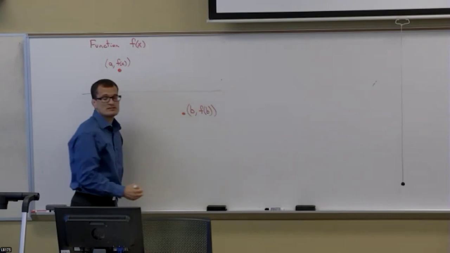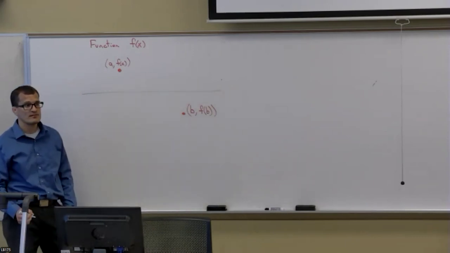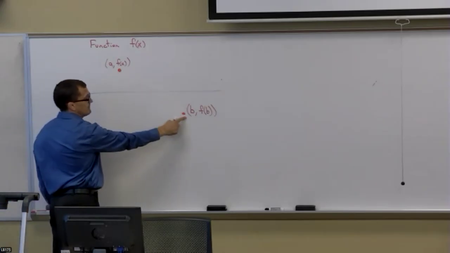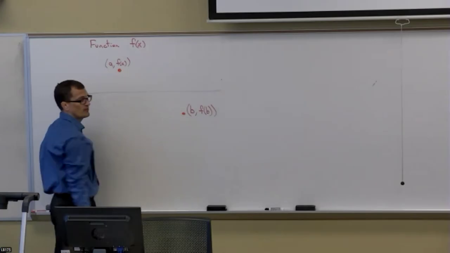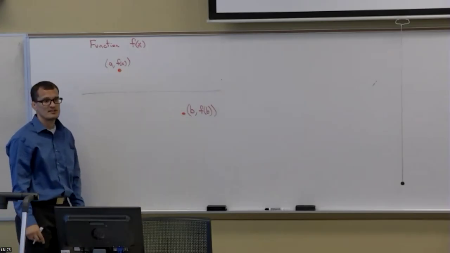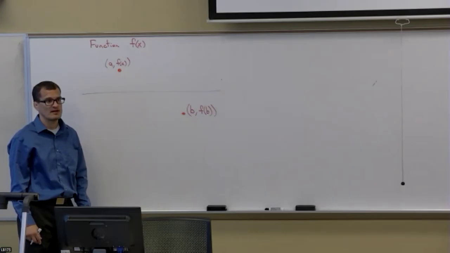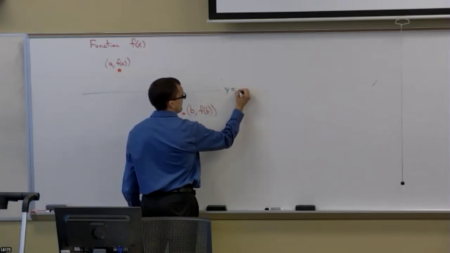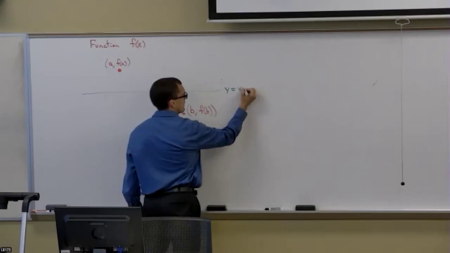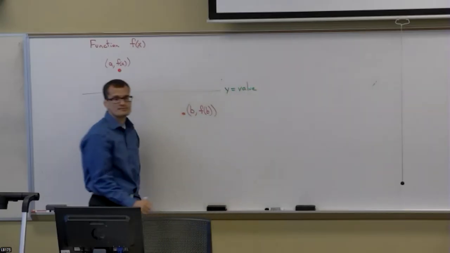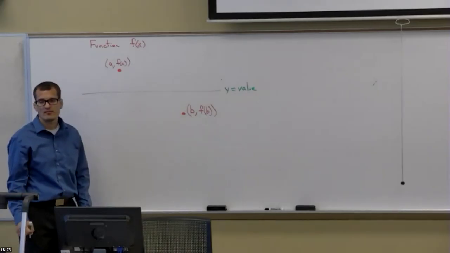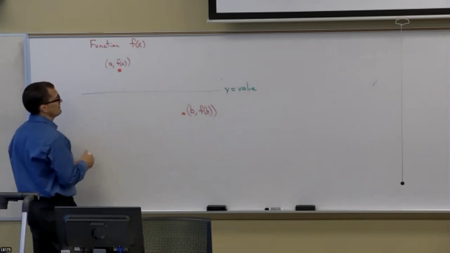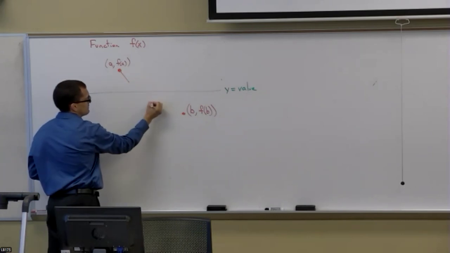If there is a horizontal line drawn somewhere between A and B, my function has to cross over that horizontal line. That's all it's saying. All right? Y equals some value. We'll call it y equals value. The intermediate value theorem says that because it's continuous, I can't do one of these things where I jump over the line.